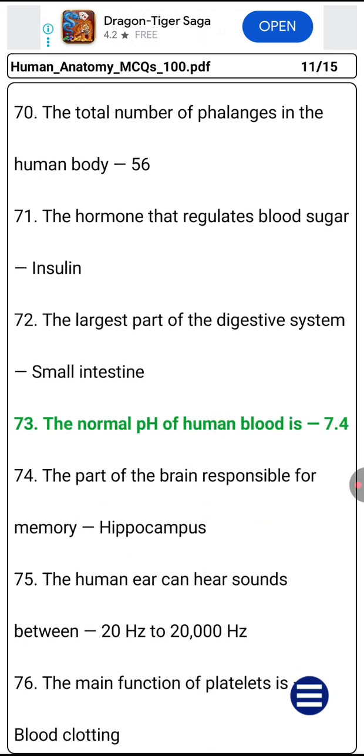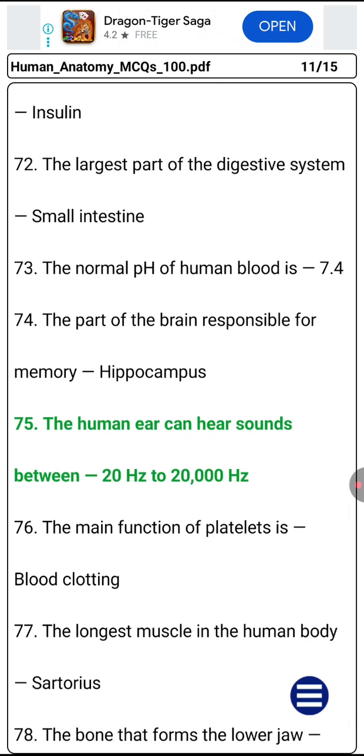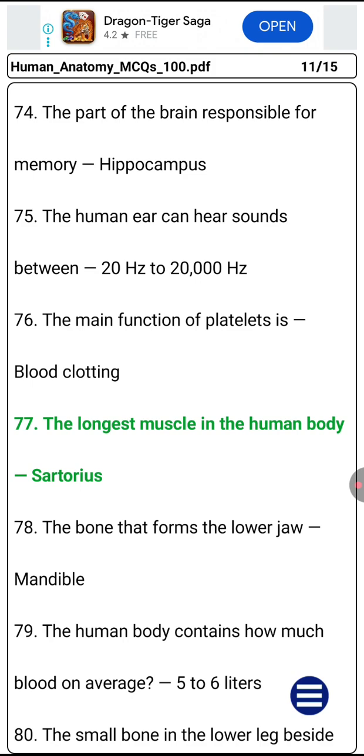73. The normal pH of human blood is 7.4. 74. The part of the brain responsible for memory, hippocampus. 75. The human ear can hear sounds between 20 Hz to 20,000 Hz. 76. The main function of platelets is blood clotting. 77. The longest muscle in the human body, sartorius.